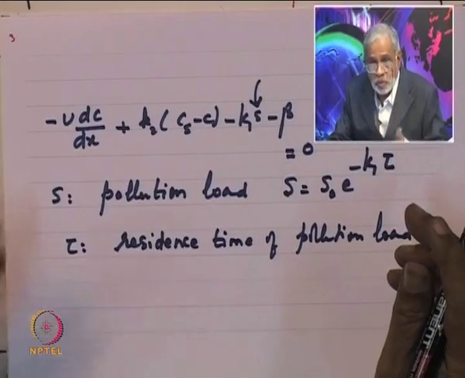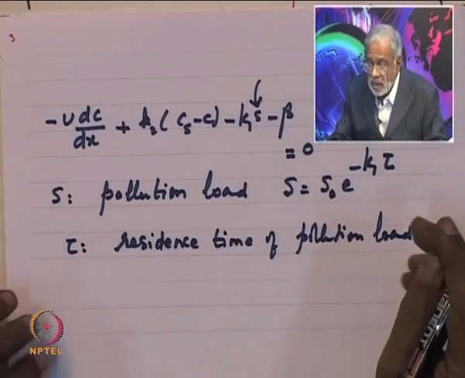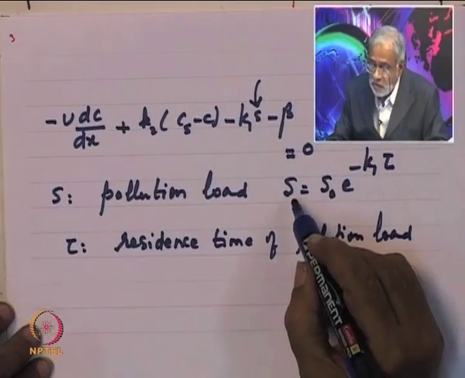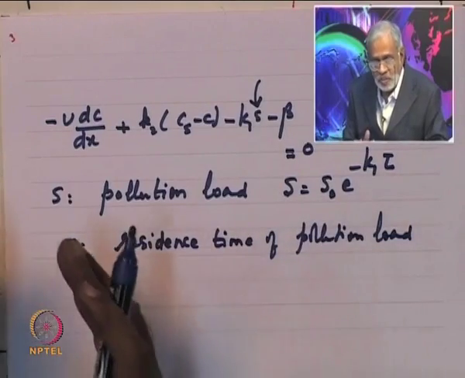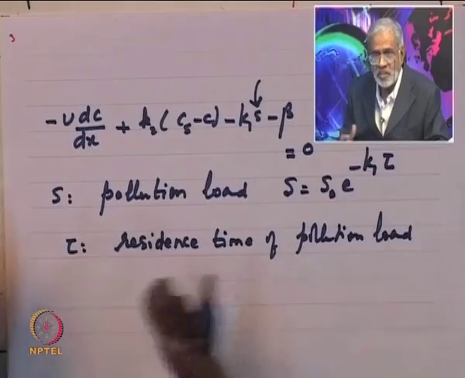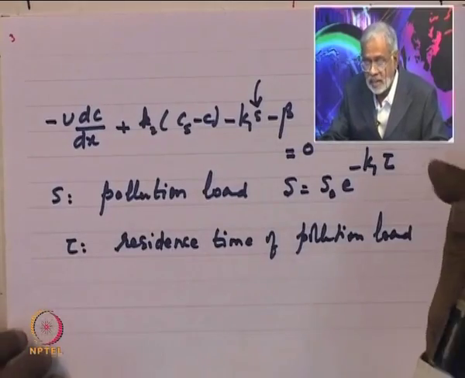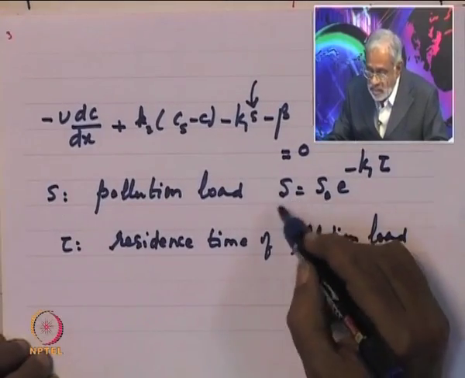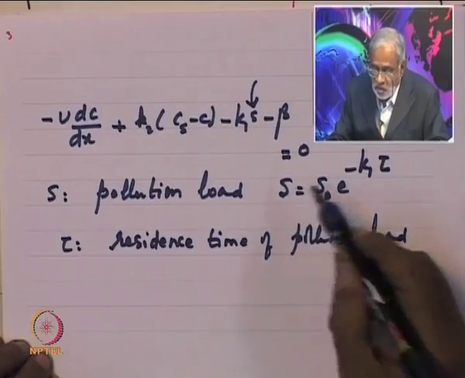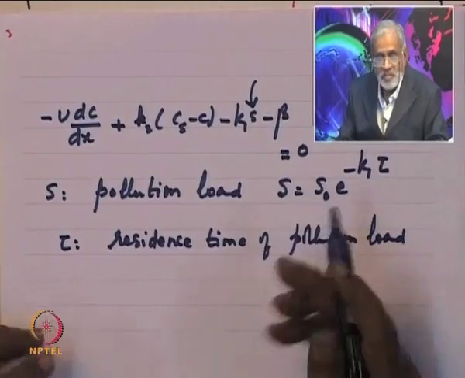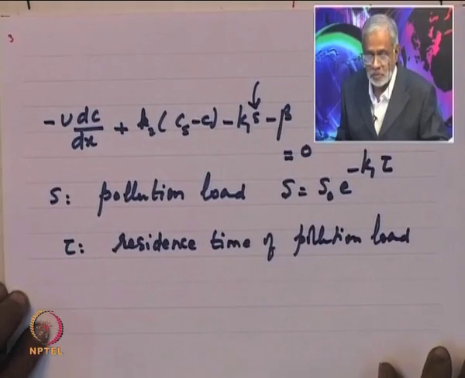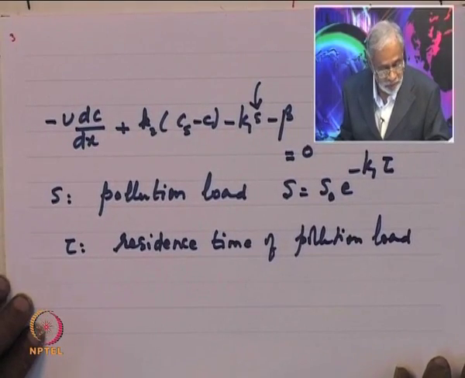Now, what we are trying to say is that if k 1 is the rate constant for the removal of the pollution that we put into the water and tau is the residence time, therefore, at any instant at any position after a time of residence, you will find that the value of S would be this, okay. So, that means S naught minus S would have been the consumption of oxygen of the river, okay.